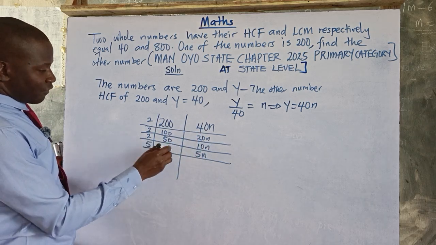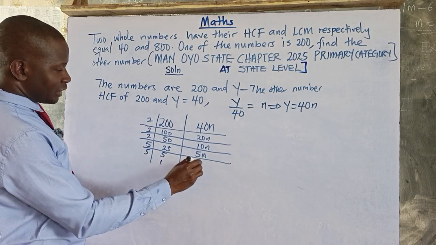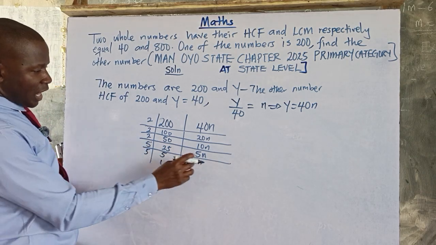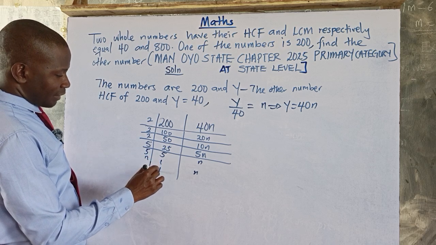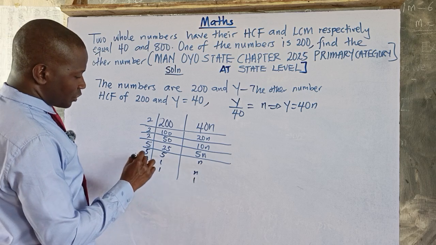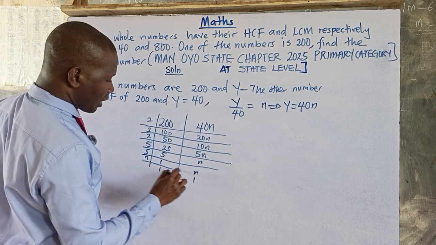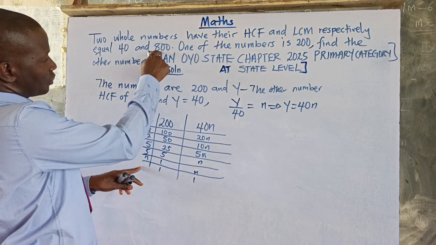Now 5 goes in 25, we have 5, and 5 in 5n, we have n. 5 in 5 we have 1. Then n goes here 1 time, because n cannot be divided further, so we write 1 there. n goes here, we have 1. So therefore, since we have 1, we can solve.